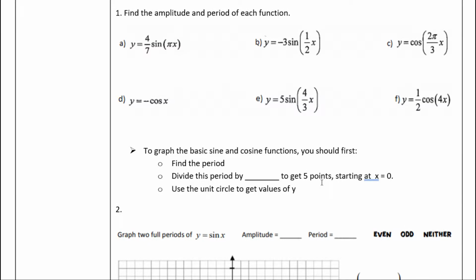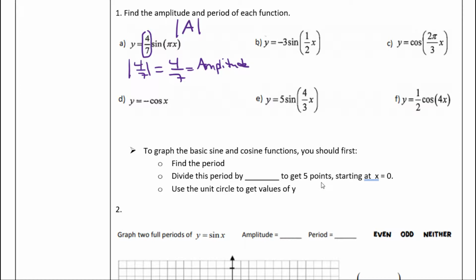For the following problems, they want you to find the amplitude and the period. Simply to find the amplitude, you're going to look at the coefficient, the number in front. It's always going to be positive, even if the value is negative. The amplitude is the absolute value, so the absolute value of 4/7 is simply 4/7. So that's your amplitude.